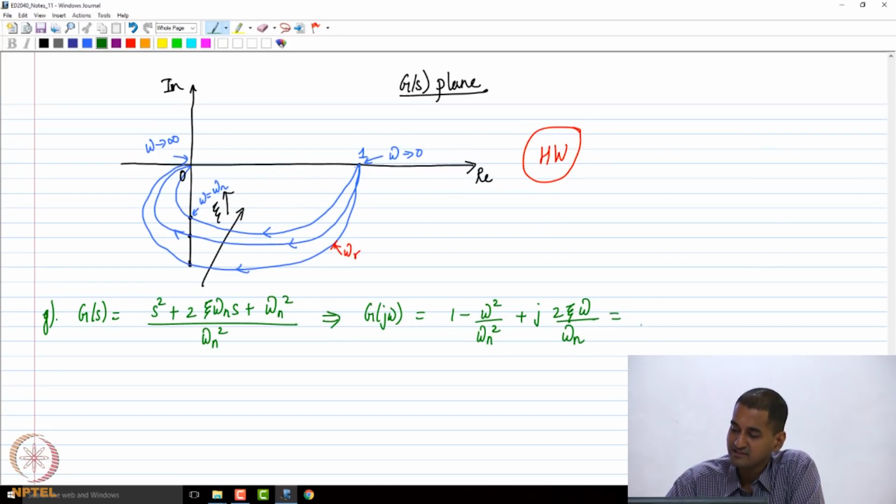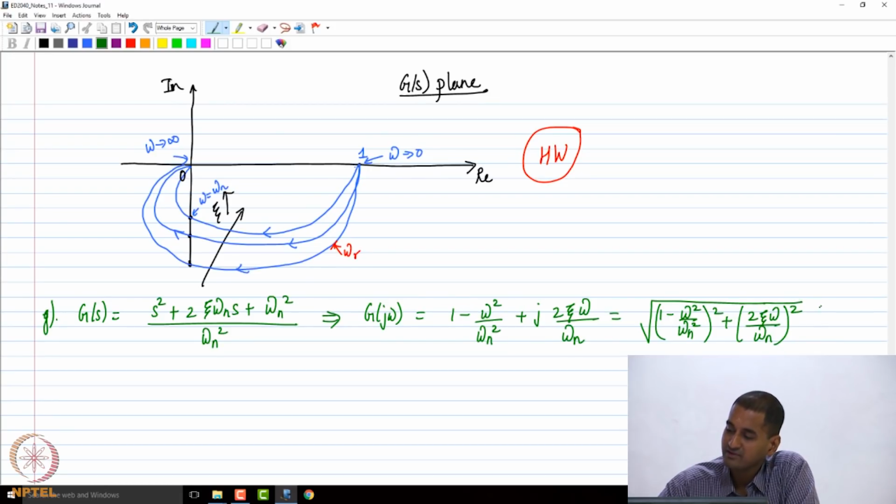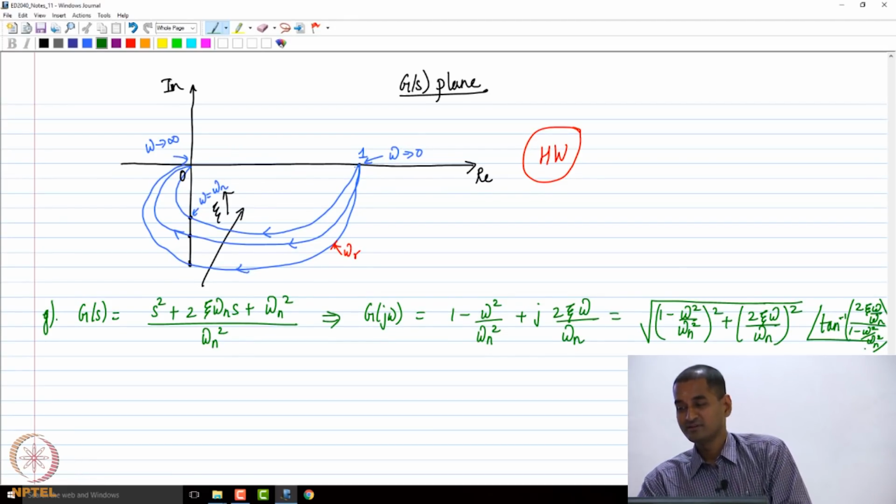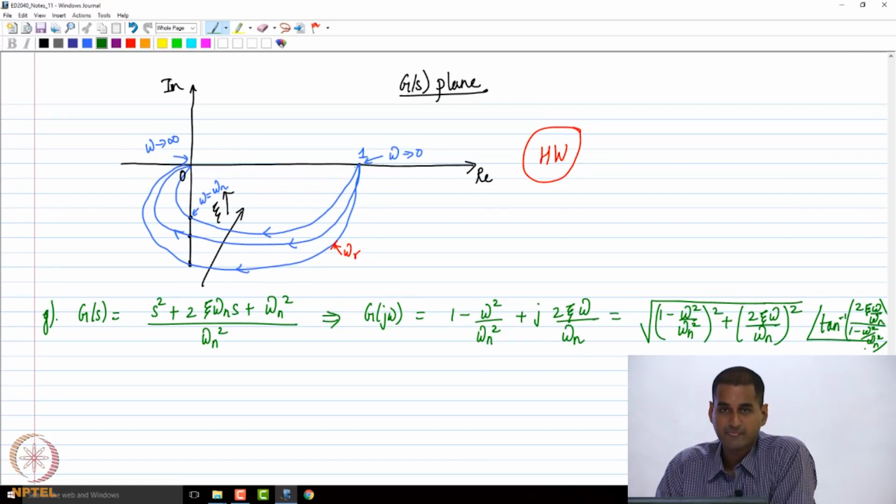So the magnitude and phase are going to be: magnitude is 1 over square root of (1 minus omega squared by omega n squared) whole squared plus (2 zeta omega by omega n) whole squared. And the phase is going to be tan inverse of 2 zeta omega by omega n divided by 1 minus omega squared divided by omega n squared. So that's what we will get as the phase.